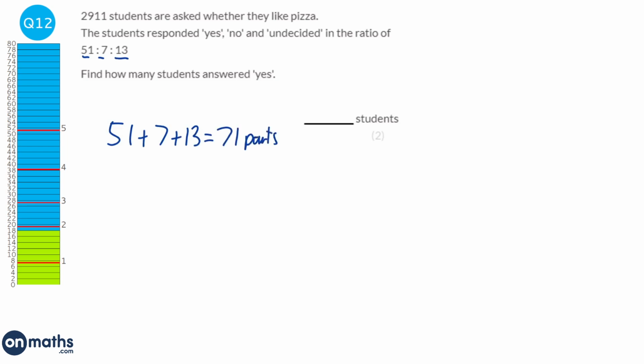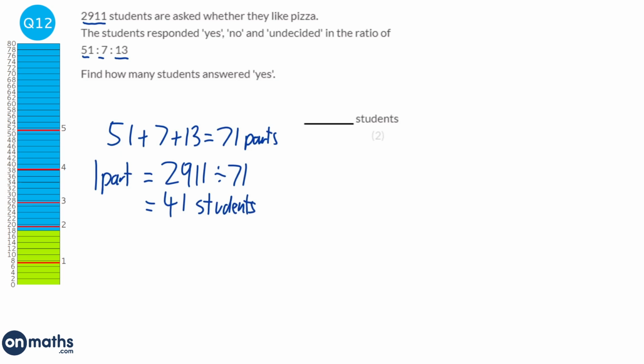Now each part is equal. So to find out the value of one part, we're going to do how many students there are, which is 2,911, and divide it by the 71 to find out what one part is worth, how many students are in one part. One part's worth 41 students. So each one of those parts in the ratio is 41 students.